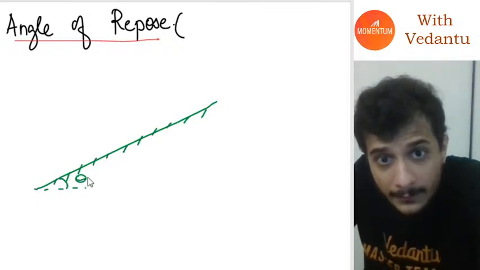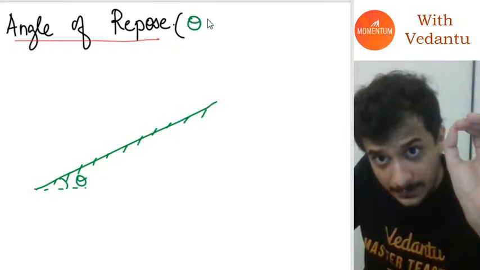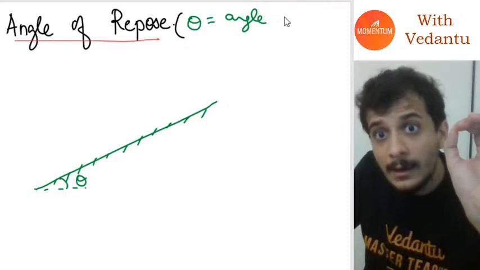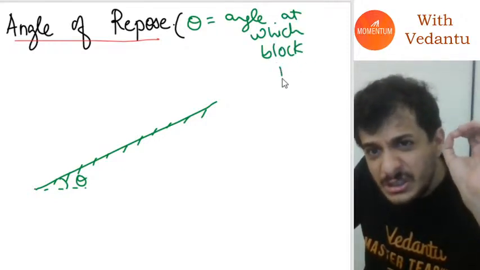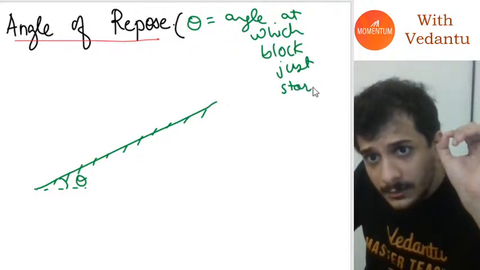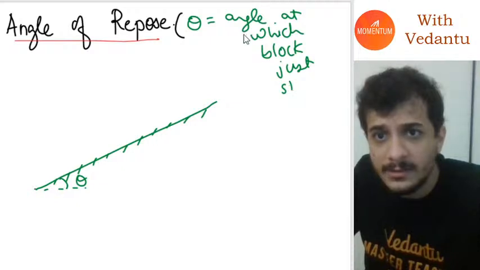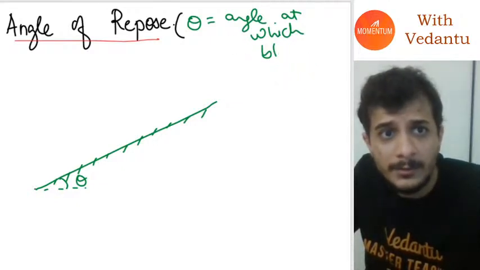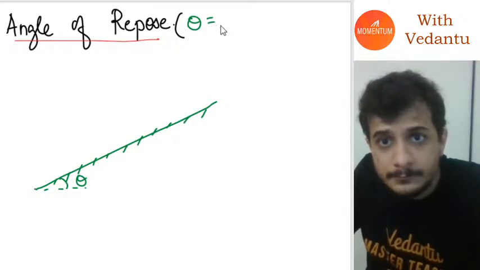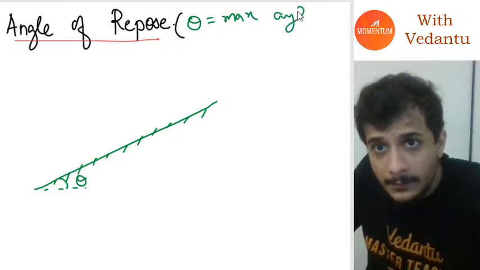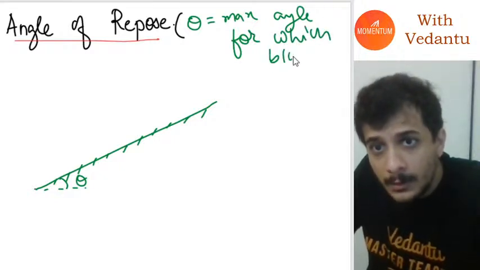Okay. So I have this angle theta. Theta is the angle at which the block just starts sliding. Okay, no, actually that's not the correct definition. Theta is the maximum angle up to which the block does not slide. Theta is the maximum angle for which the block does not slide.